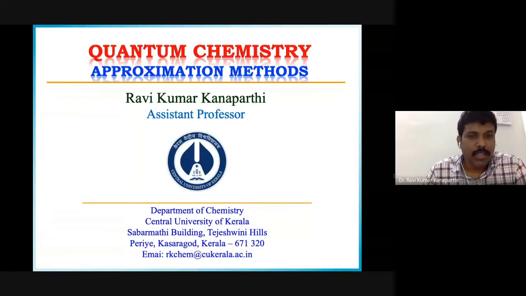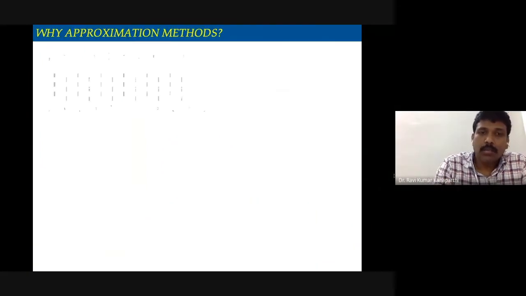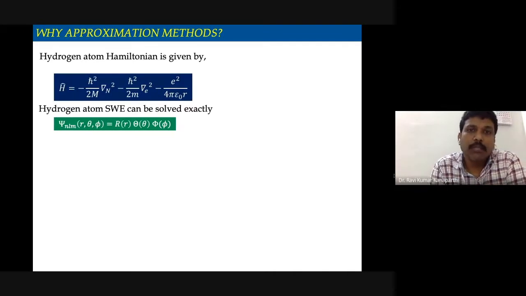Good afternoon, students. Today we will try to understand what approximation methods are available in quantum mechanics. These approximation methods are actually essential. Why? Because we don't have any exact solution for any atom other than the hydrogen atom. Why do we need the approximation methods?